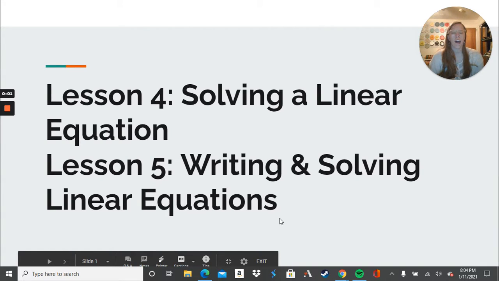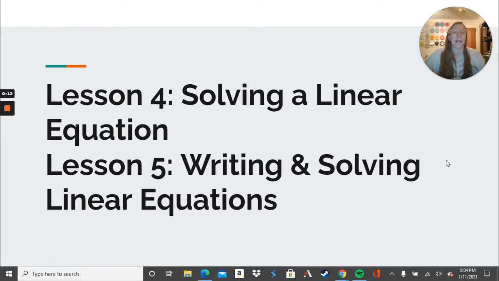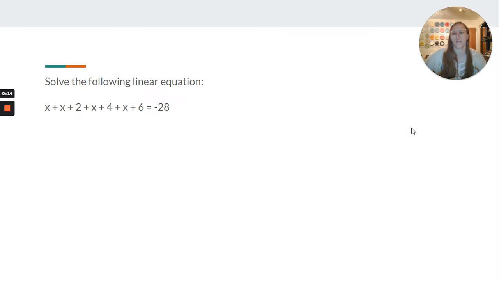Graders, we've been looking at expressions, and last time we just briefly looked at what a linear equation is. So today we're going to look at lesson 4, solving a linear equation, and lesson 5, writing and solving linear equations. So solve the following linear equation.